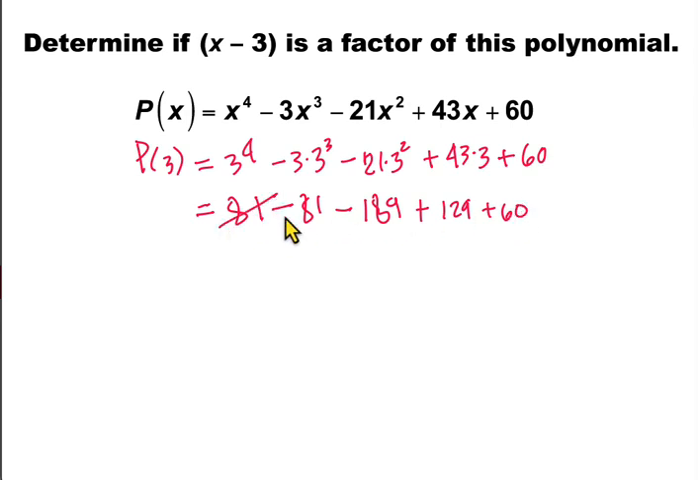These two terms cancel out, and we get negative 189, and then combining these terms, we get plus 189. So these two terms also cancel out, and we're left with 0. So that means that x minus 3 is a factor of this polynomial.